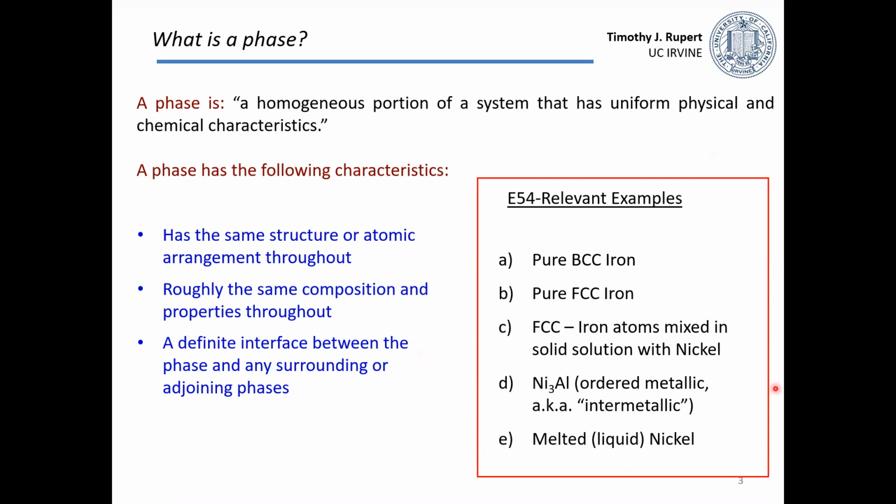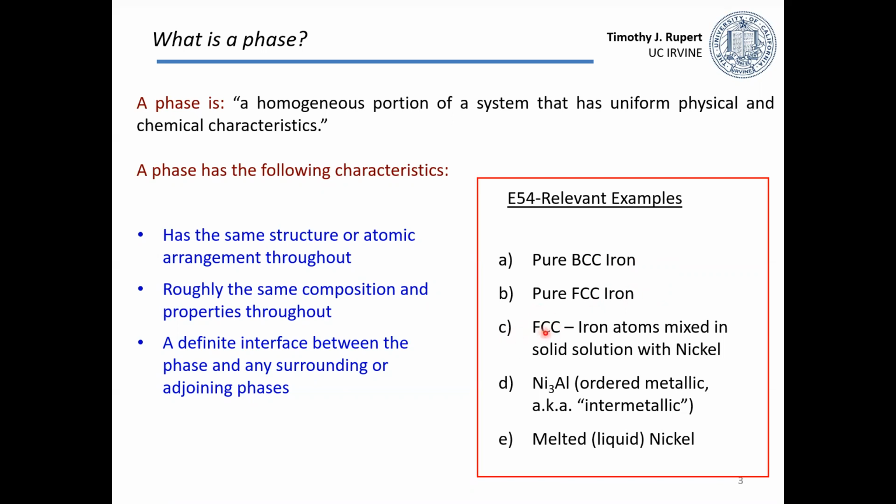So just a few examples of things that are relevant to E54. For example, iron is an element that we talked about. We can have either body-centered cubic iron or face-centered cubic iron. We talked earlier about how we can get different allotropes of iron if we change the temperature. Each of these would be its own phase. Okay? So even though the elements are the same, they're arranged in a different way, so they're different phases.